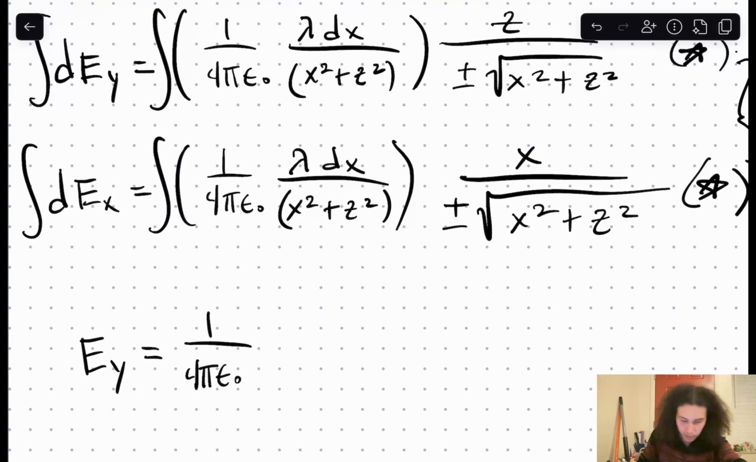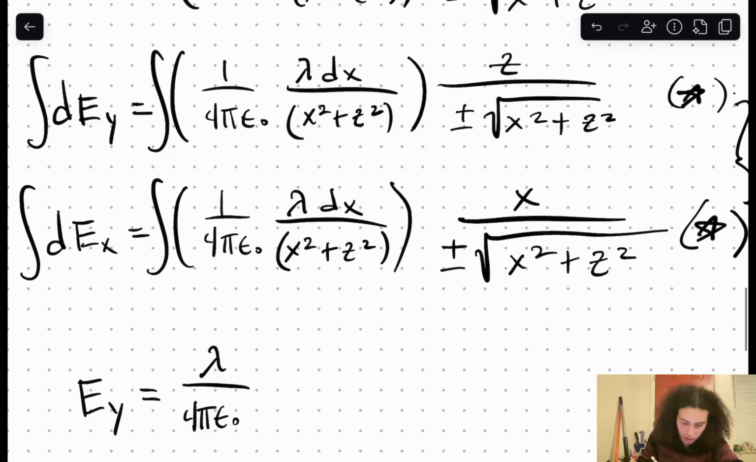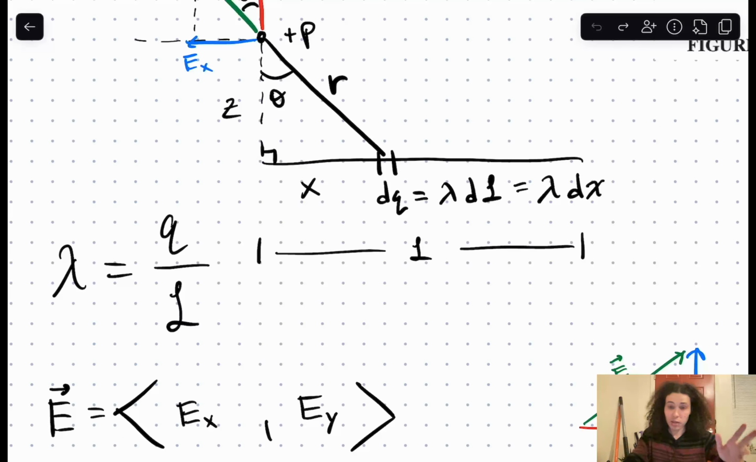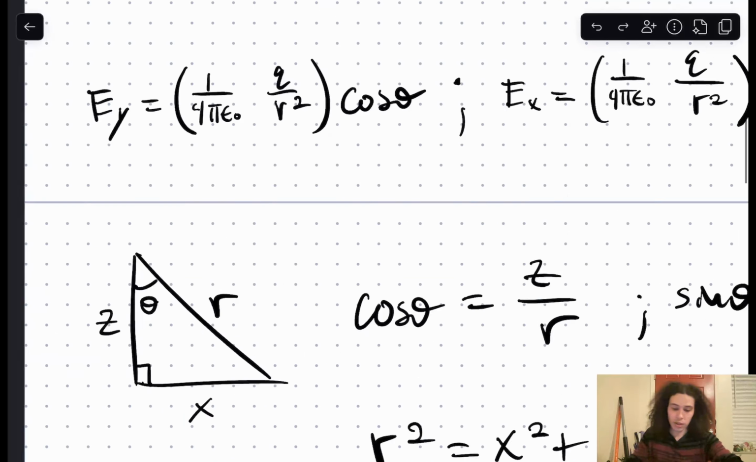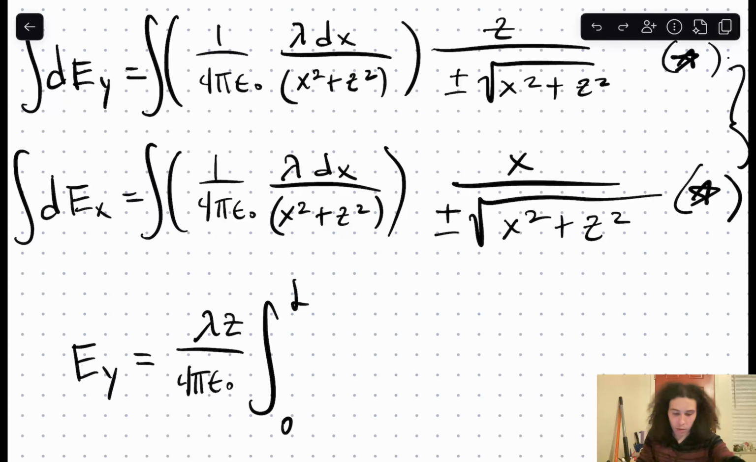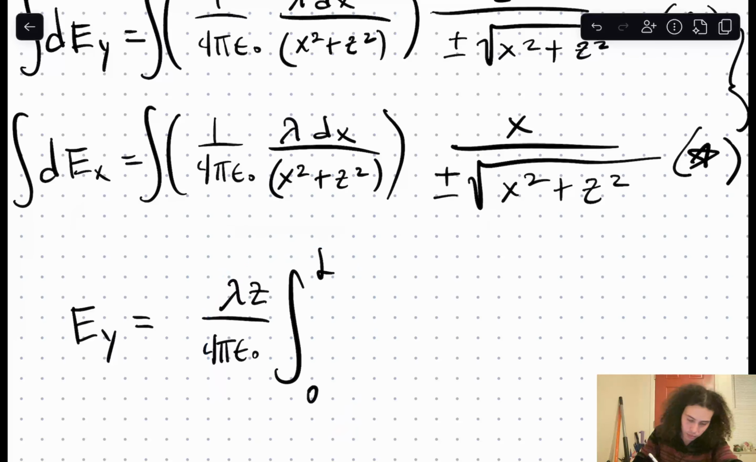1 over 4 pi epsilon naught. This lambda must come out. The z must come out, because that's constant. Integral from 0 to L. This is what I was saying, from 0, because we're going to define this end of the rod as being the 0 point, and this other end as being just L. So that's our bounds. Now, for simplicity's sake, because these are multiplications all throughout, I can move this sign wherever I want, just to make it more convenient. So I'm going to move it over here, plus or minus. We'll determine this in the end.